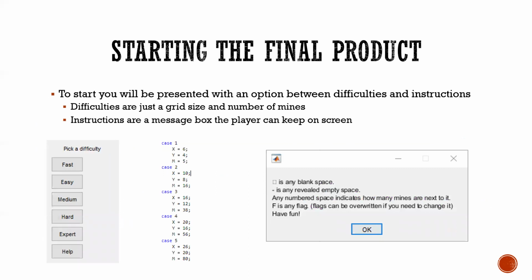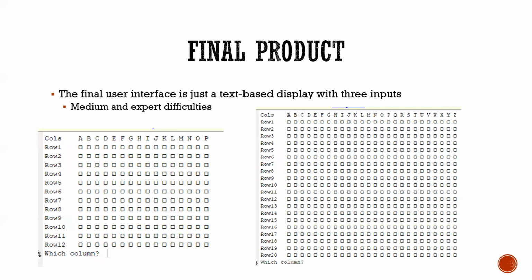So starting the final product, you'll be presented with a menu for difficulty, and that will also have an option for the instructions. If you click the instructions, you'll get a message box. You can keep that around. The final interface is just a text display with 3 inputs. Right here, I've got the medium and expert difficulties showing. The size is different. It really does depend on how comfortable you feel with the game.